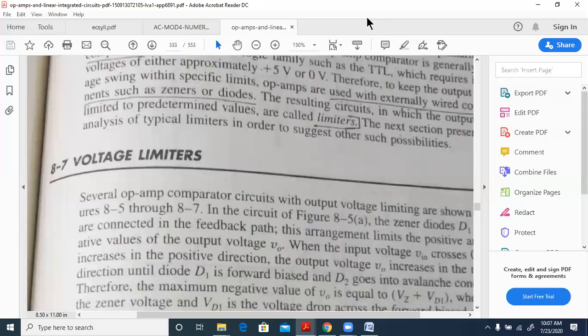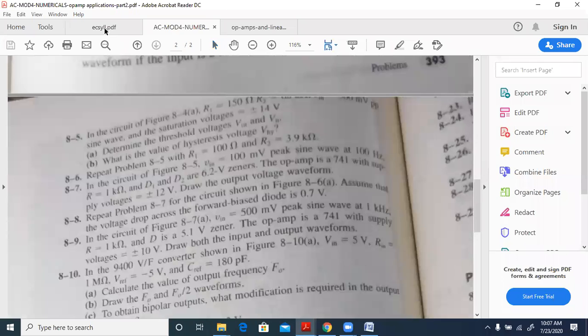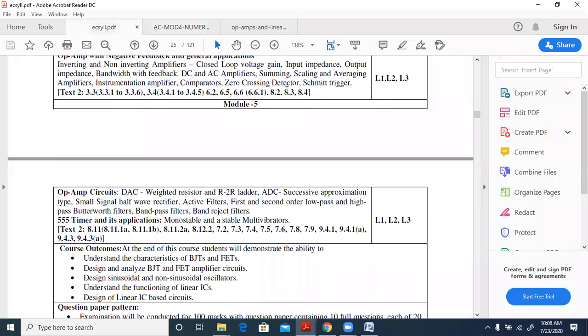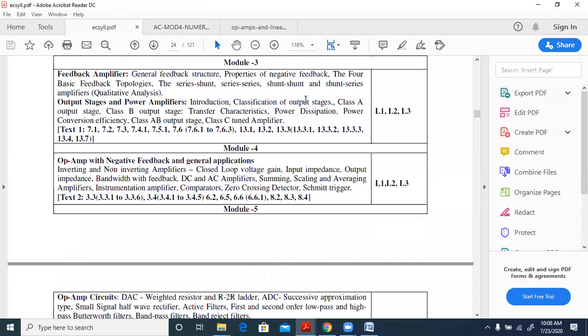So the syllabus here covers the comparator, zero crossing detector, and the Schmitt trigger. These are over. So till now we have finished module 4. Okay, we'll stop at this for the time being.